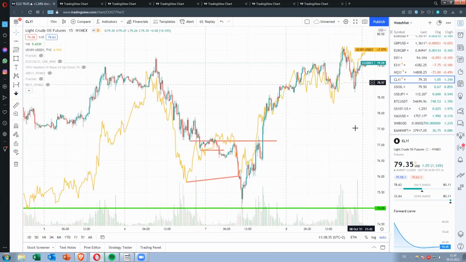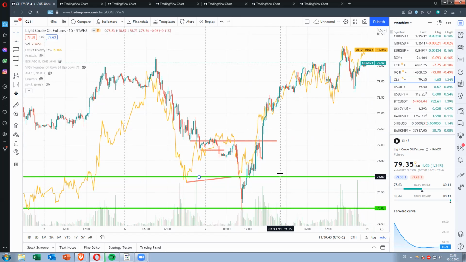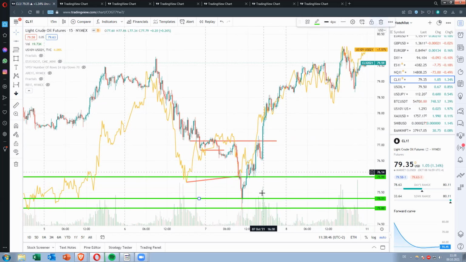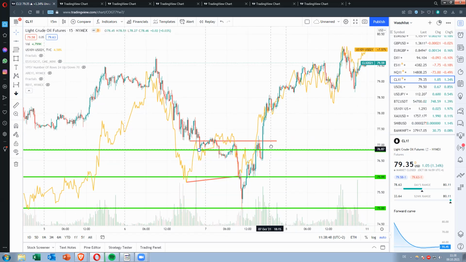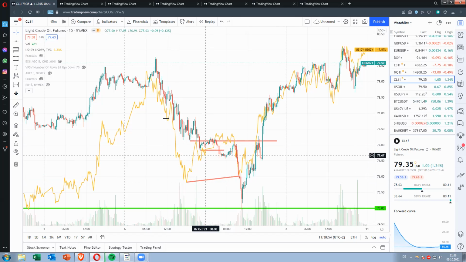Every round figure, every $10 or so is important for oil, and you will recognize that. Because if I just move $1 up, you see it has some reaction. If I go to the 77, it has some reaction. All levels on oil are kind of important, but you have to use them together with value in your favor.